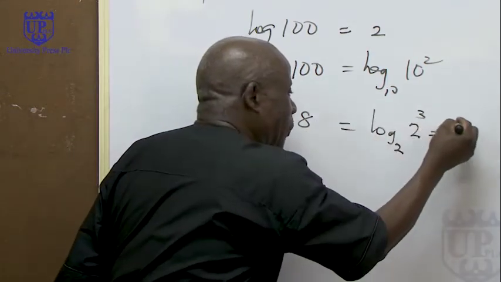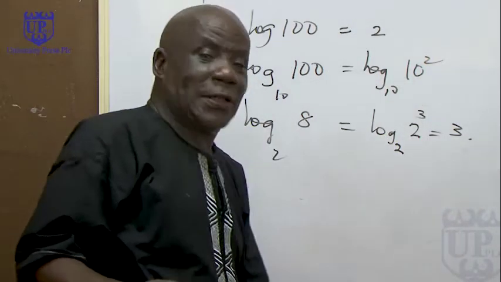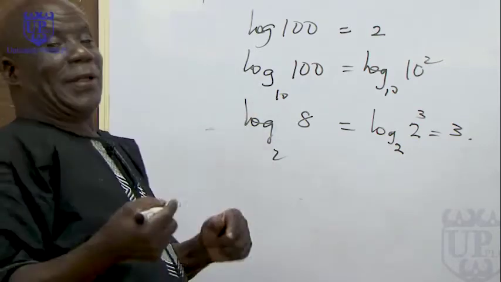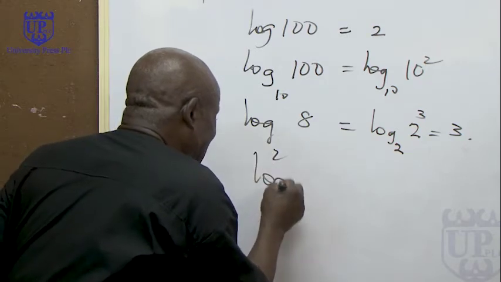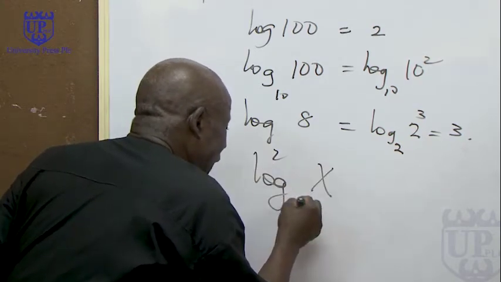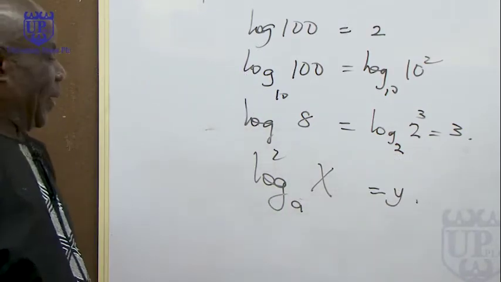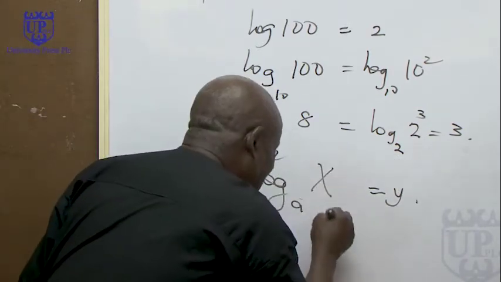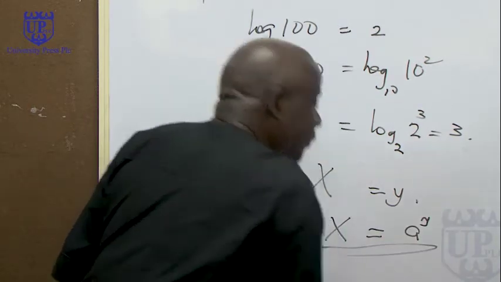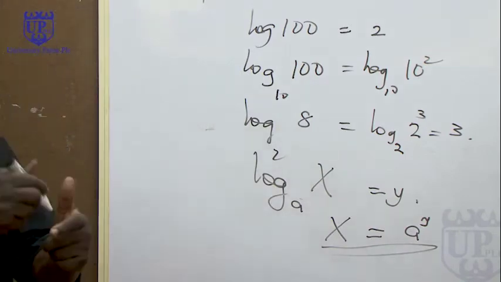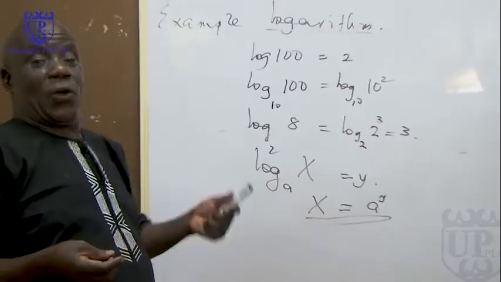I don't want to waste your time on this definition, but the general definition of logarithm of a number is this. Log of a number x to base a is y if and only if the value of x equals a raised to power y. This is the general definition.